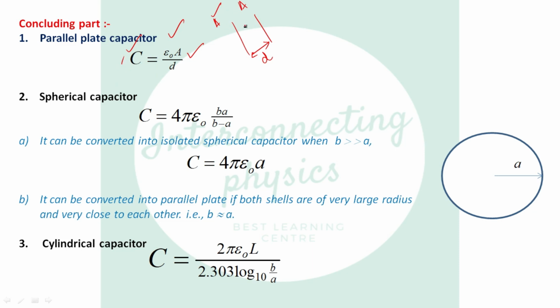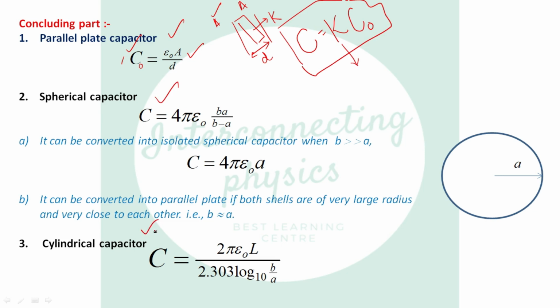And when we introduce some dielectric here having constant K, we see capacitance will increase K times the C naught. If we consider it as C naught, then capacitance will increase to K times C naught. And this formula is also applicable to the spherical capacitor as well as to the cylindrical capacitor. Now the spherical capacitor capacitance is C equal to 4 pi epsilon naught BA divided by B minus A.